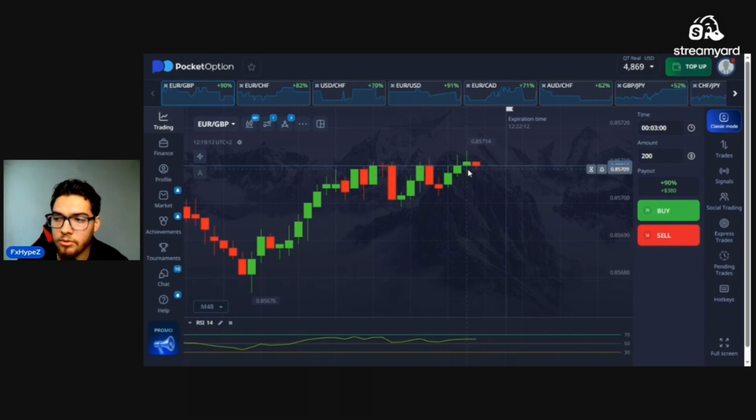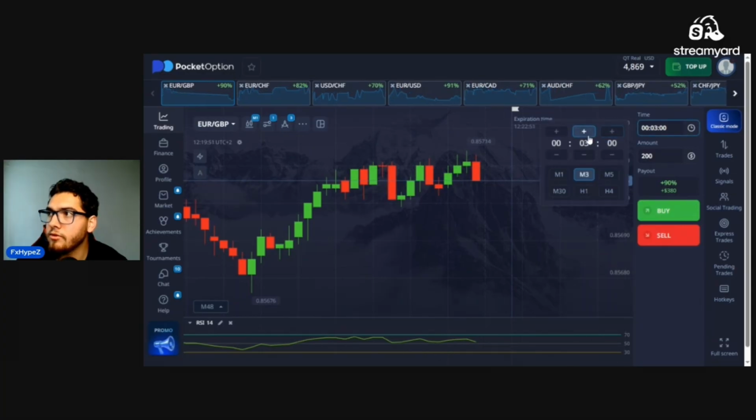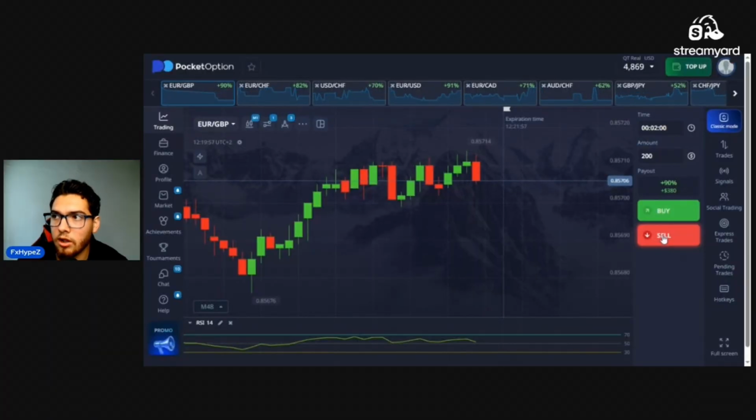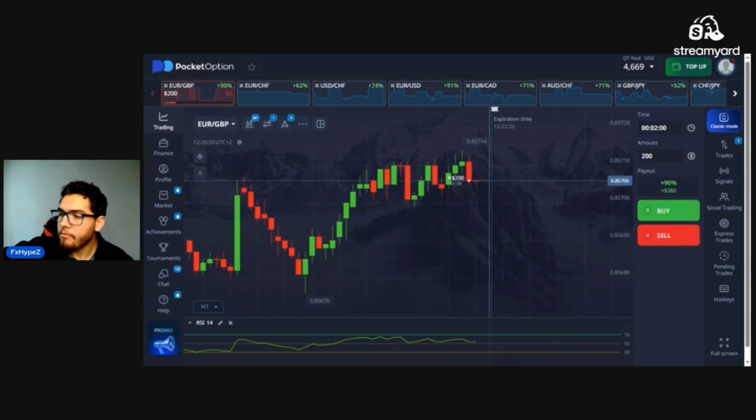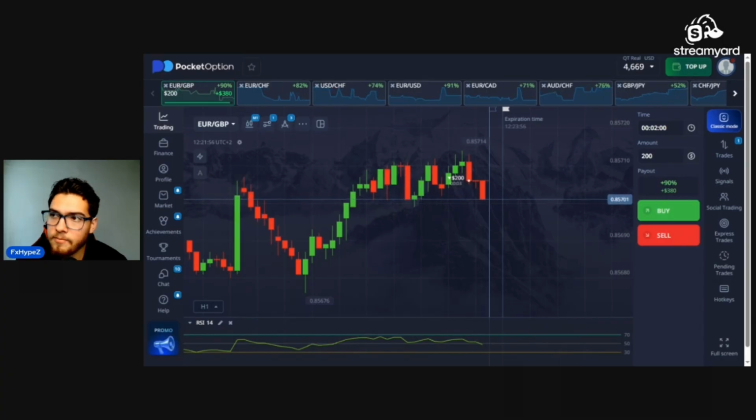If this candle engulfs the previous candle, I'll take a 3-minute sell. Beautiful increase on the payout, 90%. This is what we want to see. Okay, so a 2-minute sell position. We're going to lock it in on this candle closure right about now. There we go. Yeah, a nice, slow, gradual drop to the downside. Very nice. Very, very nice.